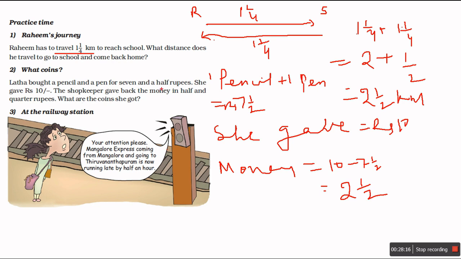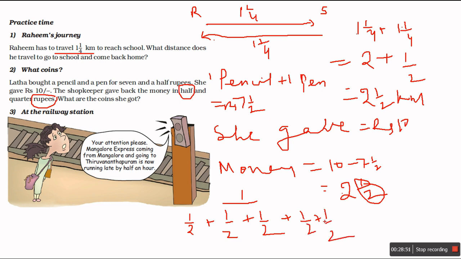So the question is money in half and quarter, meaning 50 paisa. So this is half rupee. So 1/2 rupee plus 2 rupees, how many half rupees? Okay, 1 rupee has 2 halves. So this is 1 rupee and again 1 rupee. So 2 and a half. So this is again 1 rupee. So 1 rupee plus 1 rupee, 2 rupees plus half, 2.5 rupees.